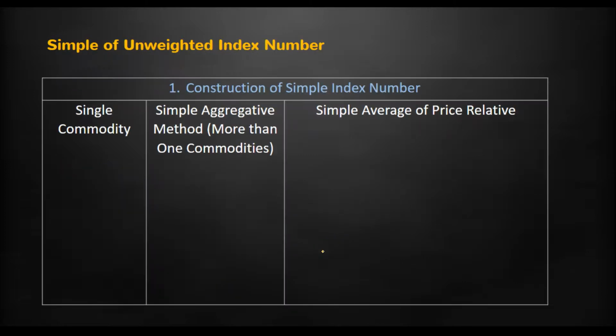Let's go ahead. First we will discuss simple or unweighted index number. In this case we have three different formulas. The first formula is applicable when we only have a single commodity. This is the same formula which I derived in the previous slide. It is I is equal to P1 upon P0 into 100, where P1 is equal to price of the current year, and P0 is equal to price of the base year, right?